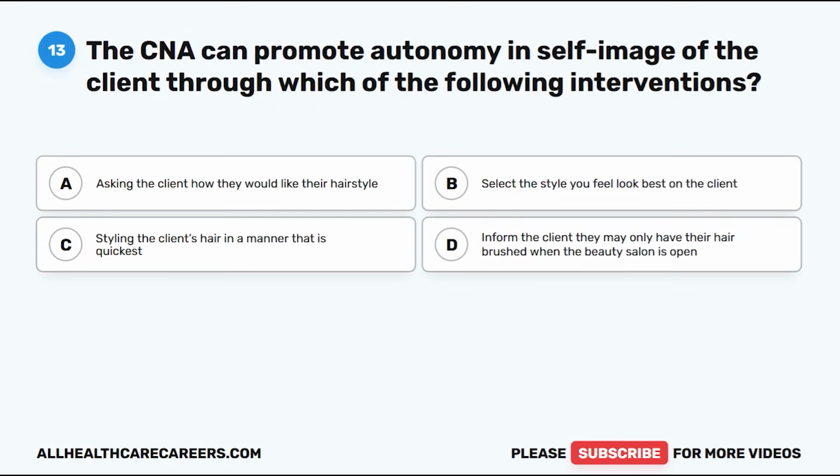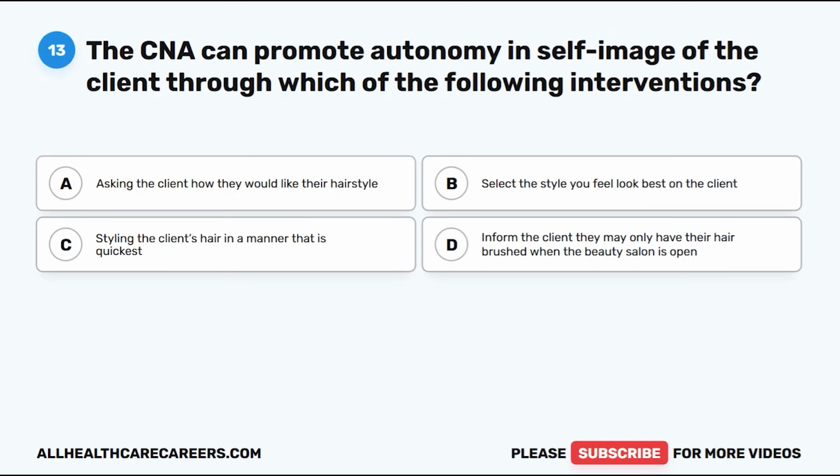Question 13. The CNA can promote autonomy and self-image of the client through which of the following interventions? Option A. Asking the client how they would like their hairstyle. B. Select the style you feel looks best on the client. C. Styling the client's hair in a manner that is quickest. D. Inform the client they may only have their hair brushed when the beauty salon is open.